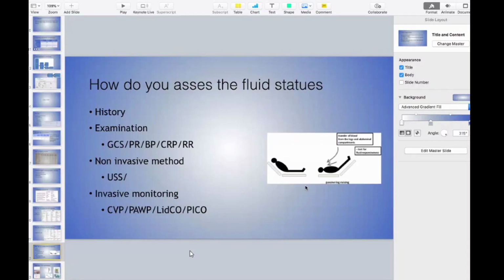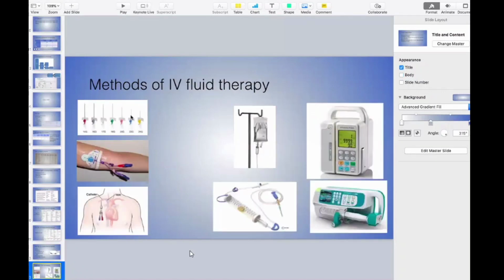Okay, so the next one is now how you give fluids. You can give the fluid through a central line, you can give the fluid through a peripheral line. And you can see these cannulas are color coded. So why they are color coded: this is a 14 gauge cannula, this is a 24 gauge cannula. So if you want to resuscitate the patient, if you want to give fluid fast, you have to decide which cannula you are going to use.